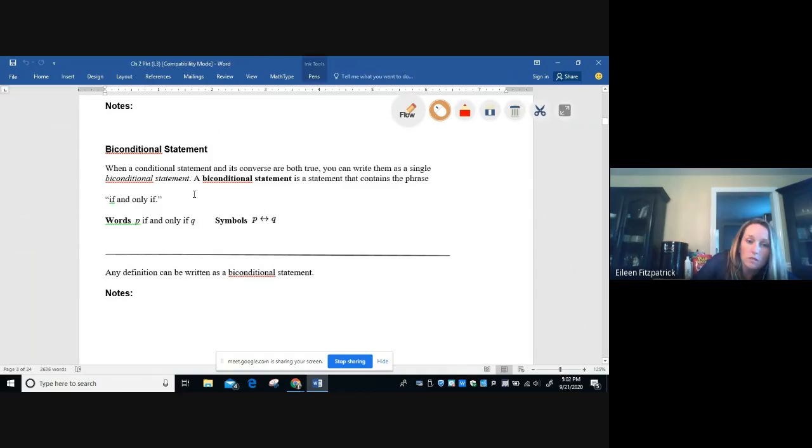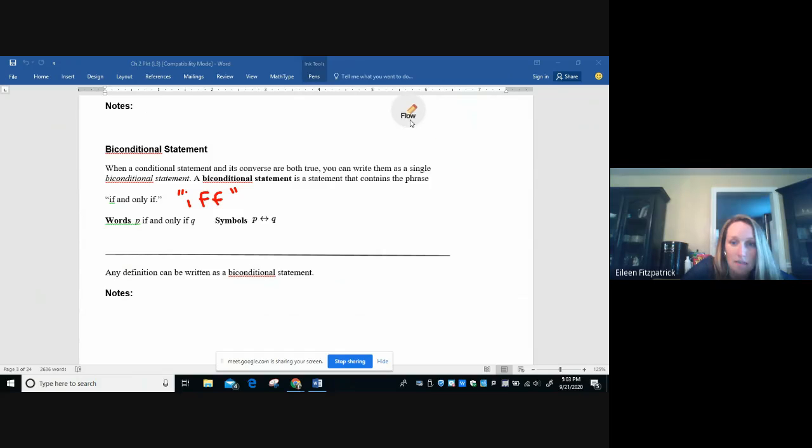And we also use an abbreviation instead of writing if and only if for every single statement. What you can write is just IFF. That's our abbreviation for if and only if. So in our statements, you can just write IFF. Okay. All right. It says next, any definition can be written as a biconditional statement.